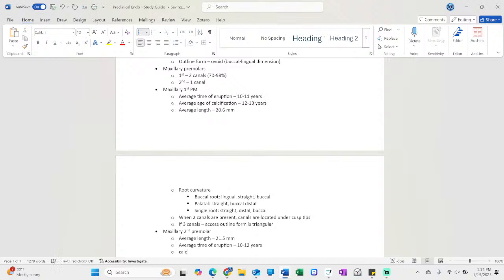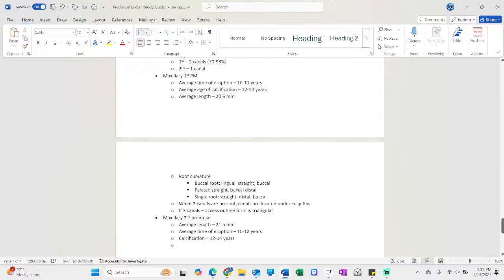Oftentimes, if there are 2 canals, whether it's in a first or second premolar or whatever, there's going to be an isthmus here. Depending on the case, if that isthmus is present, you'll want to open it up, but what you want to be careful of is not creating your own. That is going to cause damage to the tooth. So if it's there, you want to take it so that you can open things up and make sure that there's no extra anatomy in there. But you don't want to just go digging because you assume that there's going to be some sort of isthmus there.